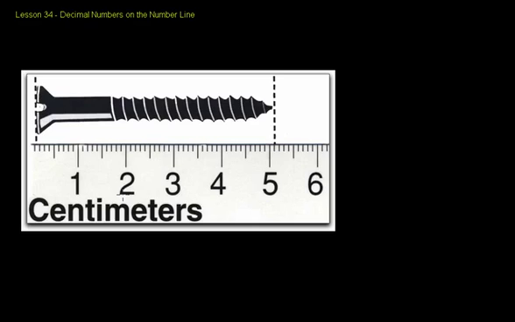Today we're on lesson 34, decimal numbers on the number line. First we're going to look at centimeters and see how many centimeters this is. We're going to imagine that it's not at 0, but that this nail or screw goes all the way to 0. So it starts at 0 and goes all the way to here. If we want to know how many centimeters this is, we need to know how many tick marks there are in between.